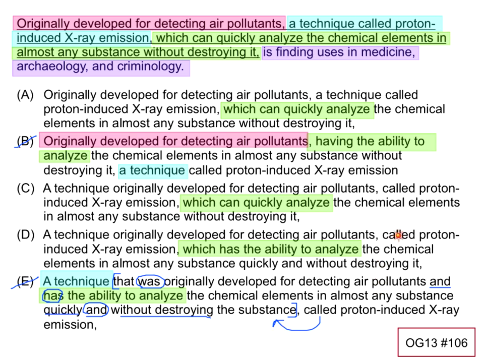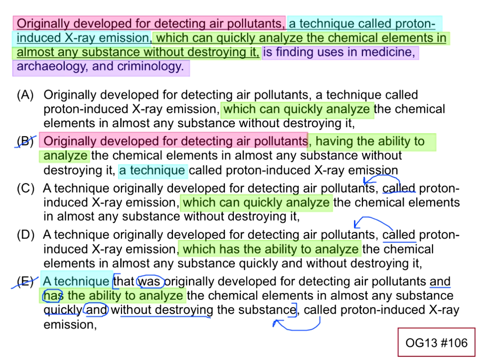Check it out. If we look at D, we've got "called" right after "air pollutants." And again, if you never read this thing up here that told you the technique is proton-induced X-ray emission, you would read this and go, wait, so the air pollutants are, or is it the technique? I'm not sure. Because something that says "called," you're giving it a name, should pretty much be placed next to whatever is actually called. And this one's not. And guess what? It's the same thing in C.